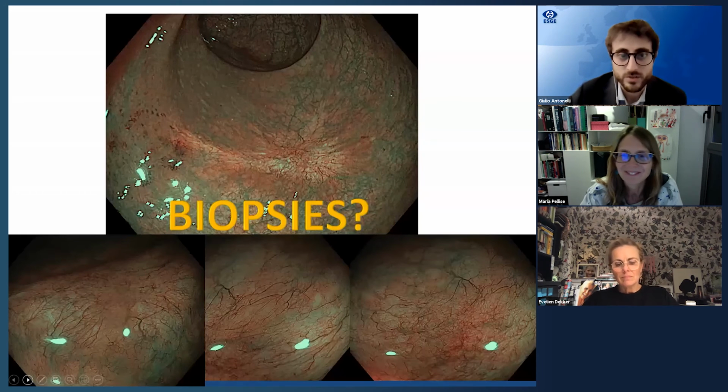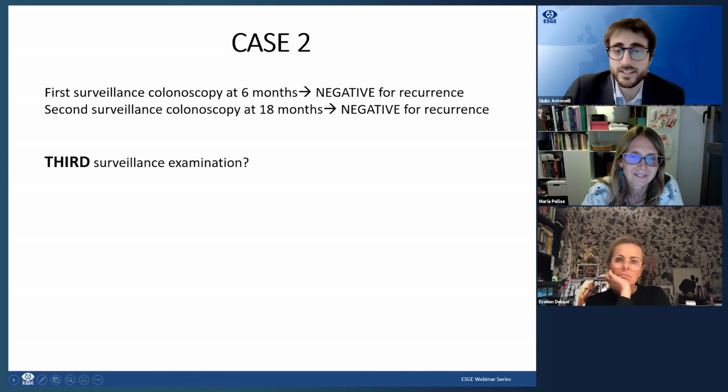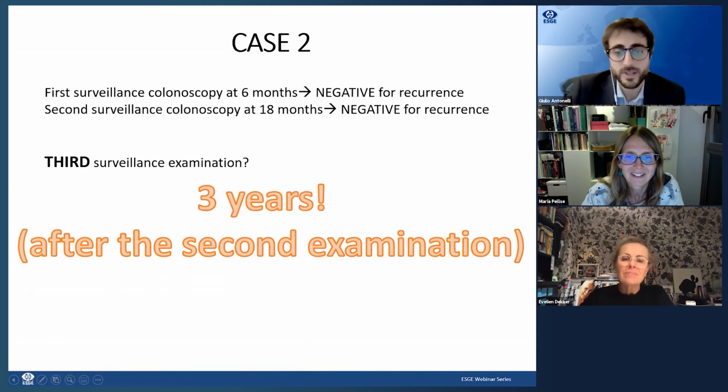Great. So going on, this patient undergoes the first surveillance at 6 months, which is negative for recurrence, and second surveillance at 18 months, negative for recurrence with no biopsy taken. What about the third surveillance examination? This always confuses me. Only at this moment can the patient be inserted in the surveillance interval, as we have seen before. And in this case, the patient has to be seen 3 years after the second examination. Do you agree with this?